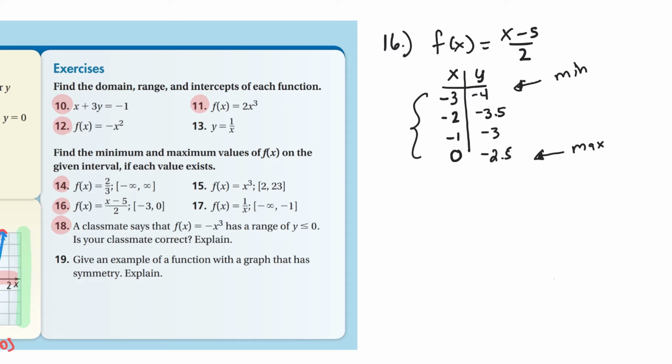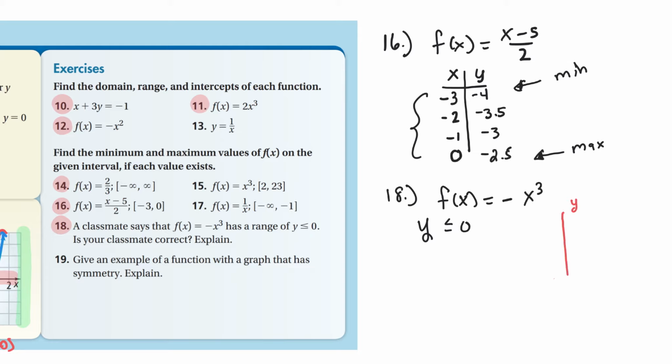Number 18, a classmate says that f of x equals -x to the 3rd power, and your classmate is saying that the range is going to be y less than or equal to 0. What you can do is graph this on Desmos. If you were to graph this on Desmos, you would notice that the graph will tell you the true range. Let me go ahead and graph that.